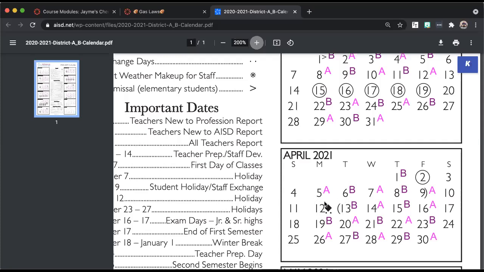Then on Monday the 12th, this little symbol means that it's a student holiday. So after next week, the 5th through the 9th, the 12th is a student holiday. That means you will not have to log into Canvas or have any Zooms that day. The last 6 weeks actually starts on Tuesday the 13th, and it's a B day.